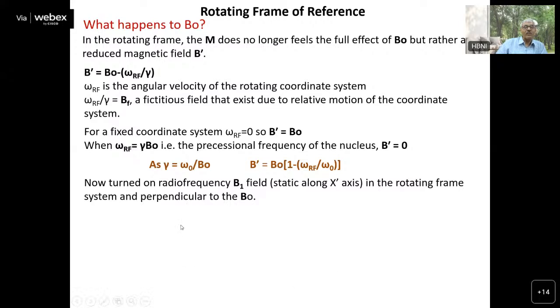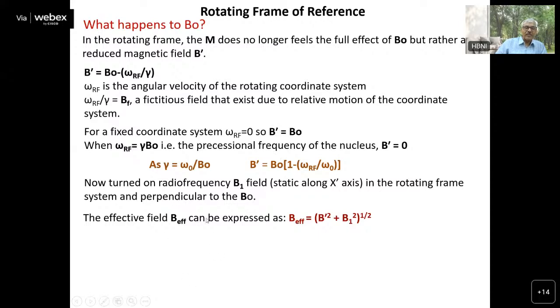Now what you do, you turn on the radio frequency field B1. As the system is rotating, your B1 is fixed along the x prime axis in the rotating frame. It is static along the x prime axis, and also perpendicular to B0. So automatically now you have a radio frequency field which is static, and also you have a reduced field B prime due to this motion of the coordinate system.